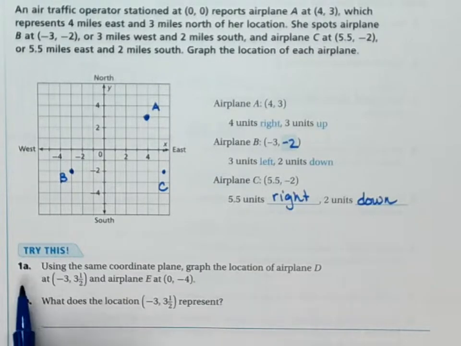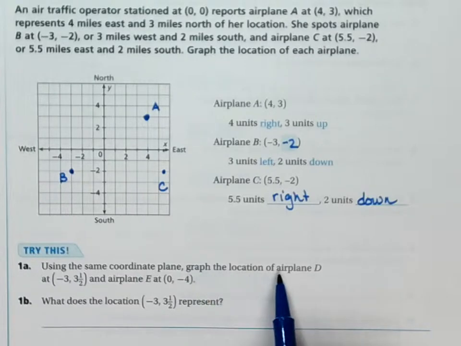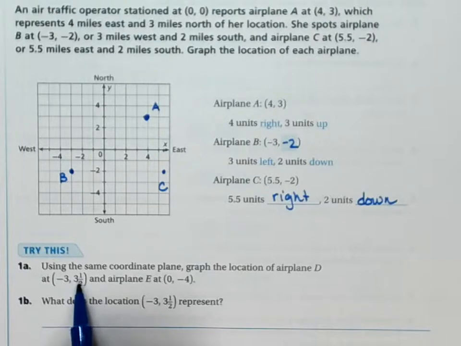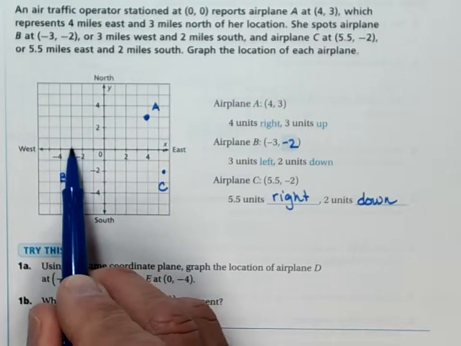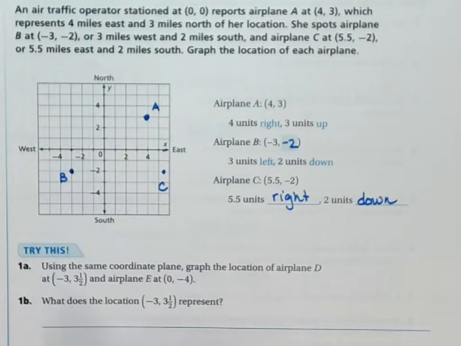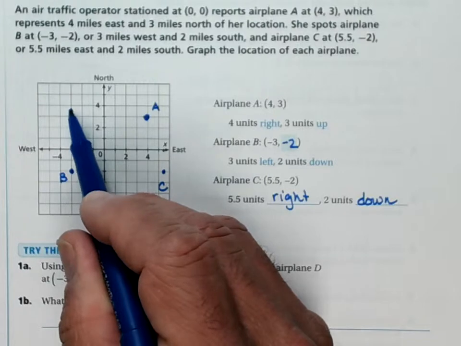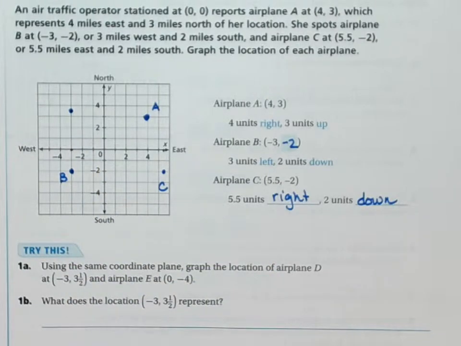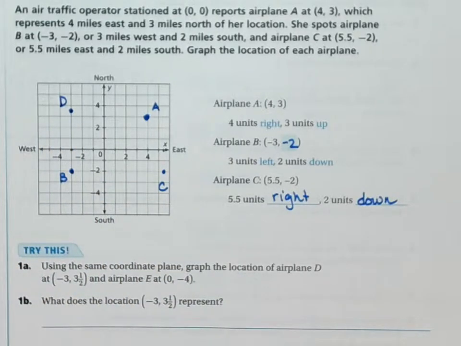So now let's slide this a little bit more. Number 1A, using the same coordinate plane, that's this up here, graph the location of airplane D at -3, 3.5. Okay. Well, -3 means you're moving to the left, which is west. Then it's up 3.5. 1, 2, 3.5. And that's going to be moving north. So there you go.